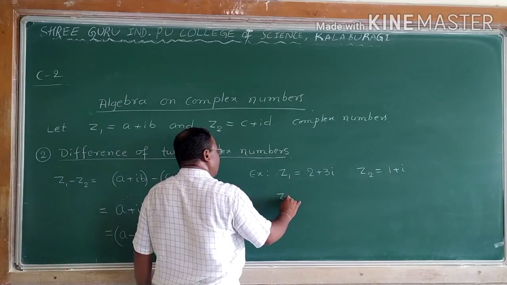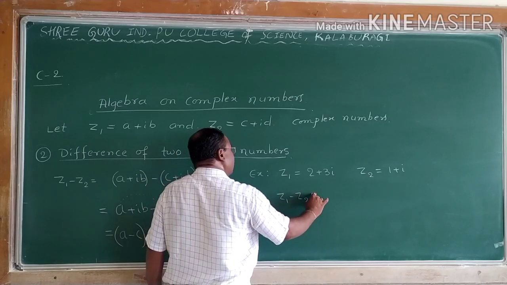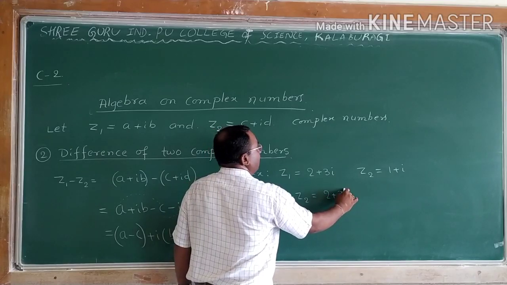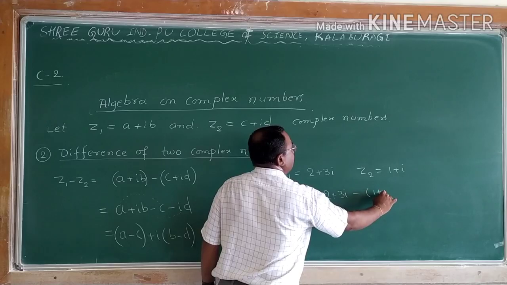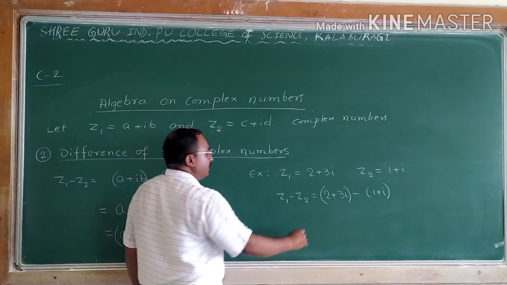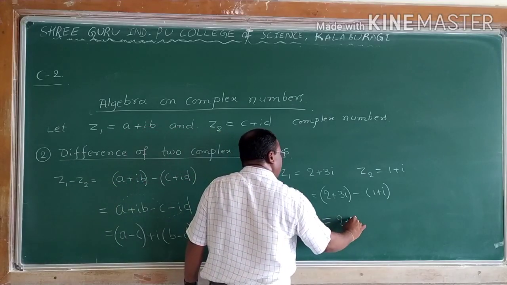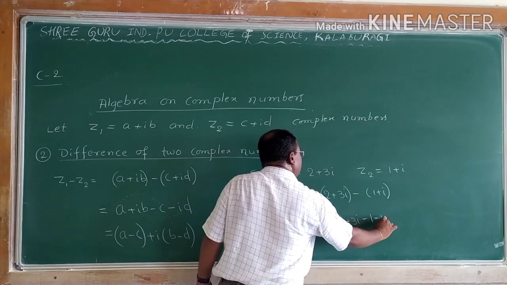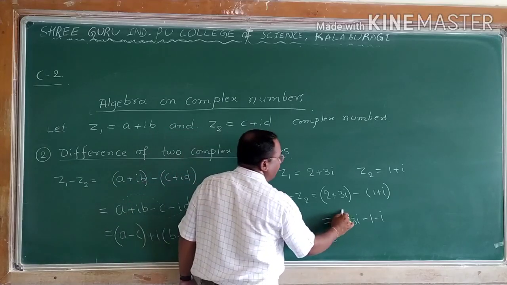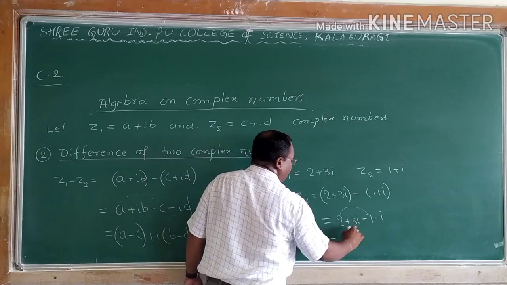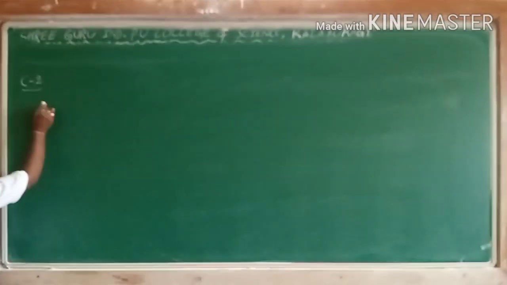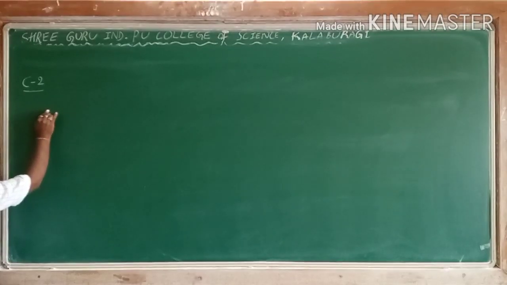Difference Z1 minus Z2 is equal to 2 plus 3i minus 1 plus i. That is 2 plus 3i minus 1 minus i. Here difference, real, real, imaginary, imaginary. This is real. 2 minus 1 is what? 1. 3i minus 1i total. That is here. Third one.